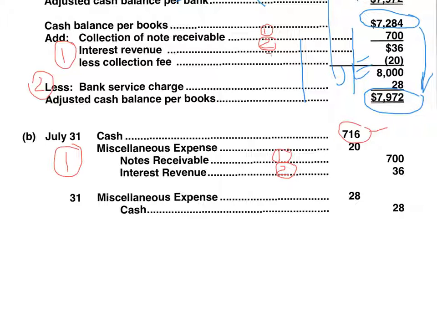Third, the bank charged us collection fee for collecting the note. That's your separate expense. You can use either miscellaneous expense or you can write bank fees or bank fees expense. Something with the word expense to it will do it. And that the net amount, $716, was debited to cash. Cash went up by that much money.